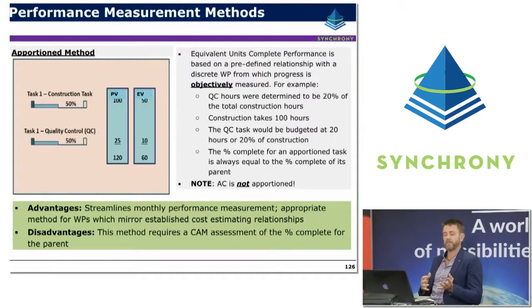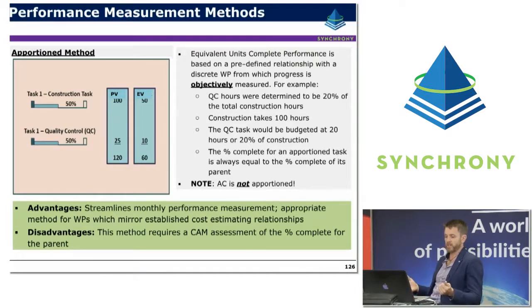The percent complete for the apportioned task would always be the same as the percent complete for the base task or the construction task. And we could measure how we're tracking from a cost perspective by comparing the earned value with the actual costs that were coming through. So the actual costs aren't apportioned, the actual costs are collected through the cost collection system in the normal way.